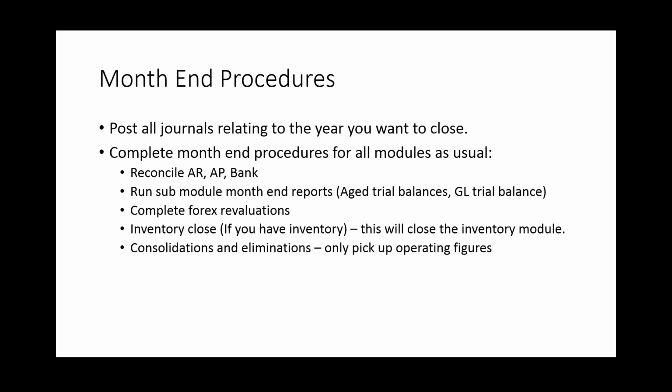Right, so month-end procedures. These are the procedures that you would do every month, and these will need to be completed if your year-end is July to June. These will need to be completed for June before you do your year-end close. So you need to make sure that all your journals are posted for your relevant submodules and in your general ledger. You also need to do your normal reconciliations by printing your aged trial balances and trial balances. Make sure that everything balances.